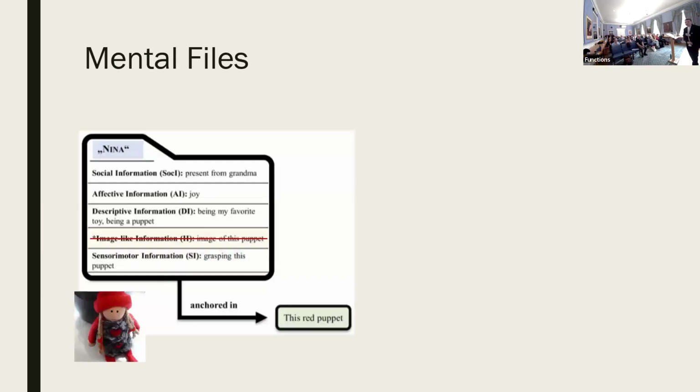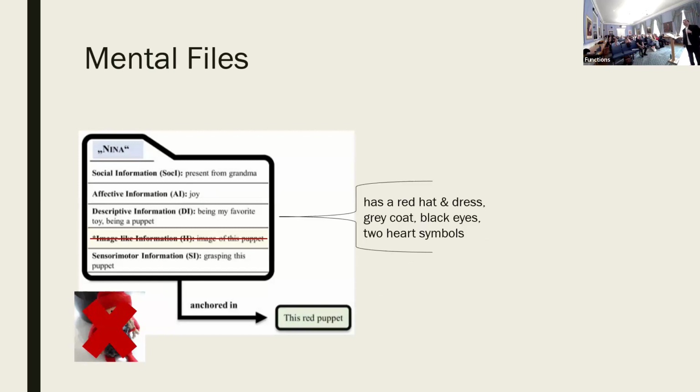So how would that look like? Again, the example with the doll. So now we see that here the aphantasic would not have access to the image-like information, right? So there's no visual mental image of the doll. However, we could think, for example, that the descriptive information is extended in such a way that it includes actual descriptive information on the visual features of the doll, right? Semantically speaking, a collection of facts that the doll has a red hat and dress, gray coat, and so on and so forth.